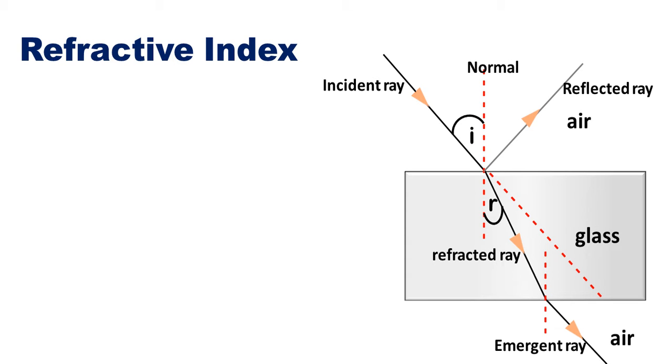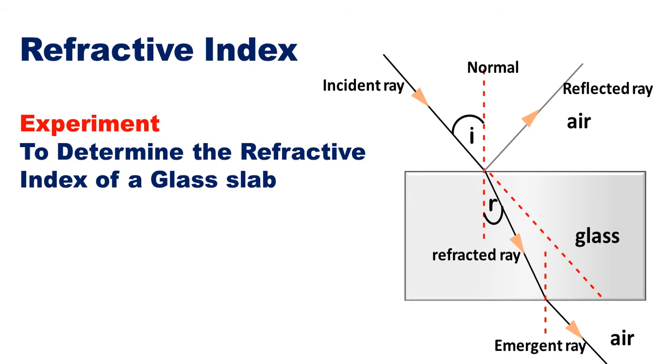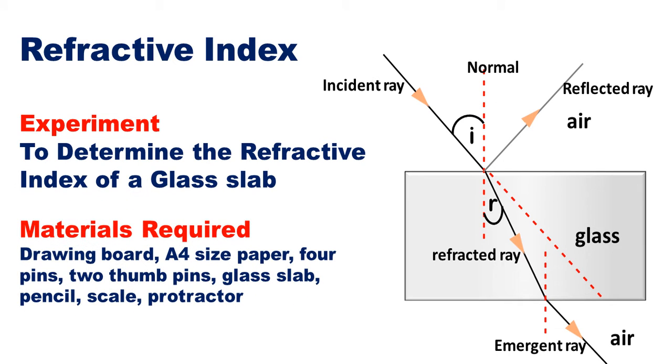Refractive index. In this video we are going to see the topic refractive index, and we are going to do an experiment to determine the refractive index of the glass slab. The materials required for this experiment are a drawing board, A4 size paper, 4 pins, 2 thumb pins, a glass slab, pencil, scale and a protractor. So let us proceed.